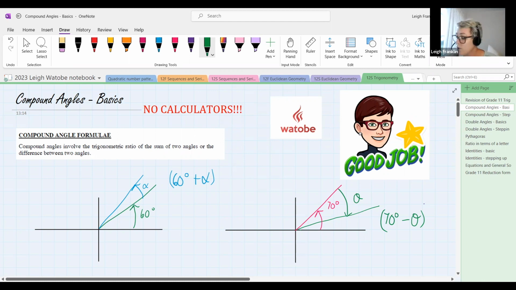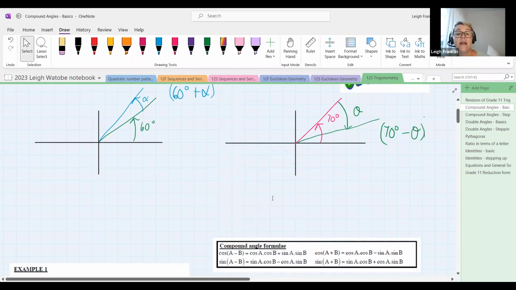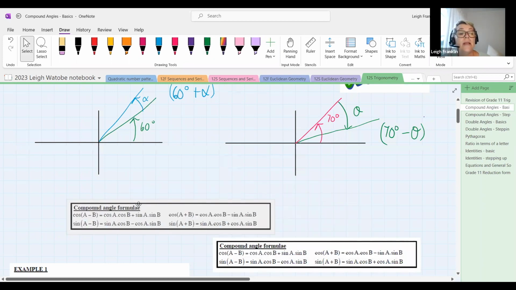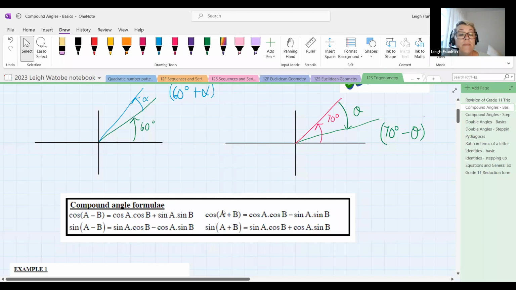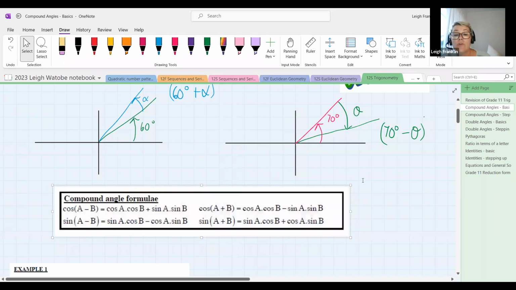Once we understand that, learning our compound angle formulae makes it a little easier to understand. What we need to remember, very important, is that we are not doing what we did in grade 8, where we learned to expand our brackets. So cos(A − B) does not equal cos A − cos B. Unfortunately, that's not what it means.